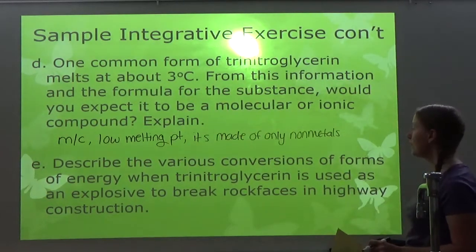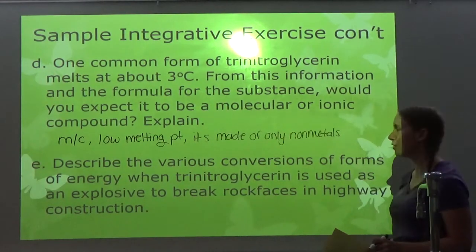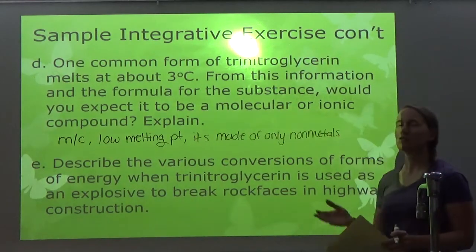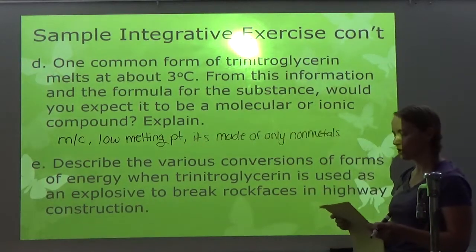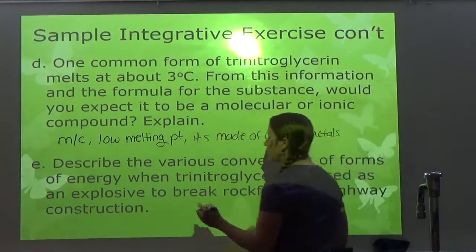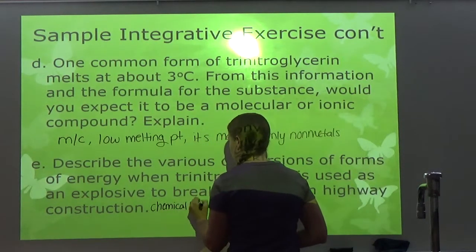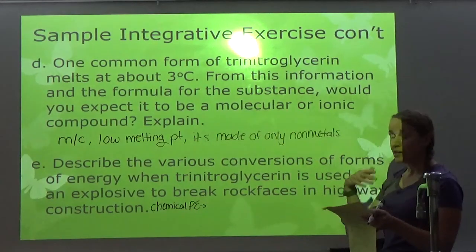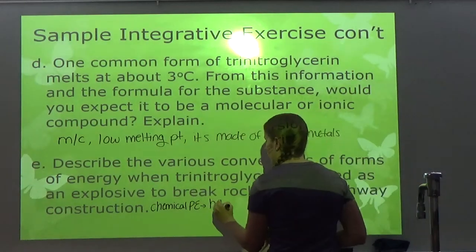It says describe the various conversions of forms of energy when trinitroglycerin is used as an explosive to break rock faces in highway construction. Oh my gosh, mine is super long. So I'm going to say the long version of it, but I'll just write a short version. So I started with the chemical potential energy. So that's what's stored in the bonds of the trinitroglycerin. Okay? So it's going to explode, which means heat is released. So I put it turns into heat.